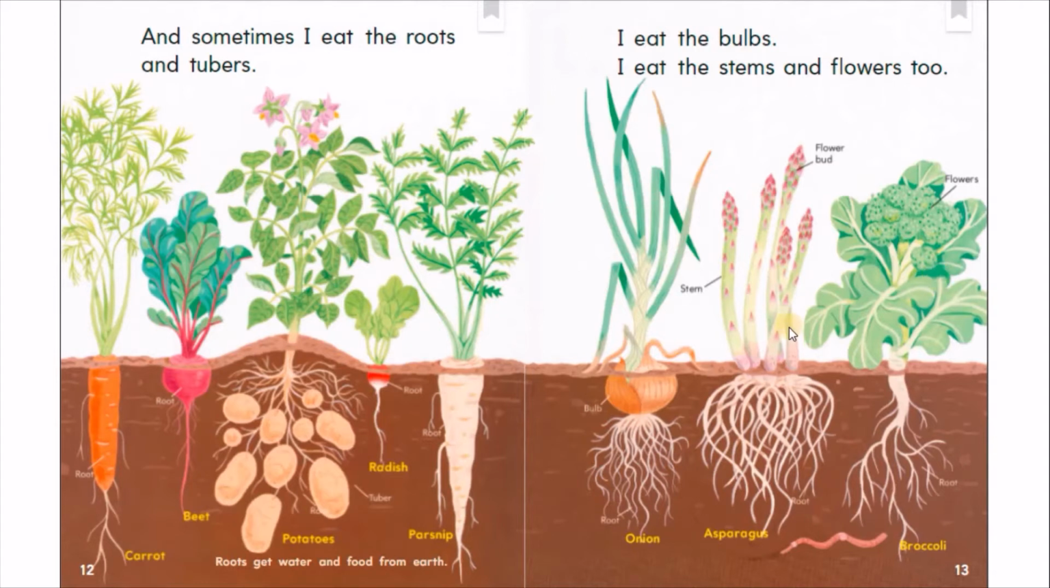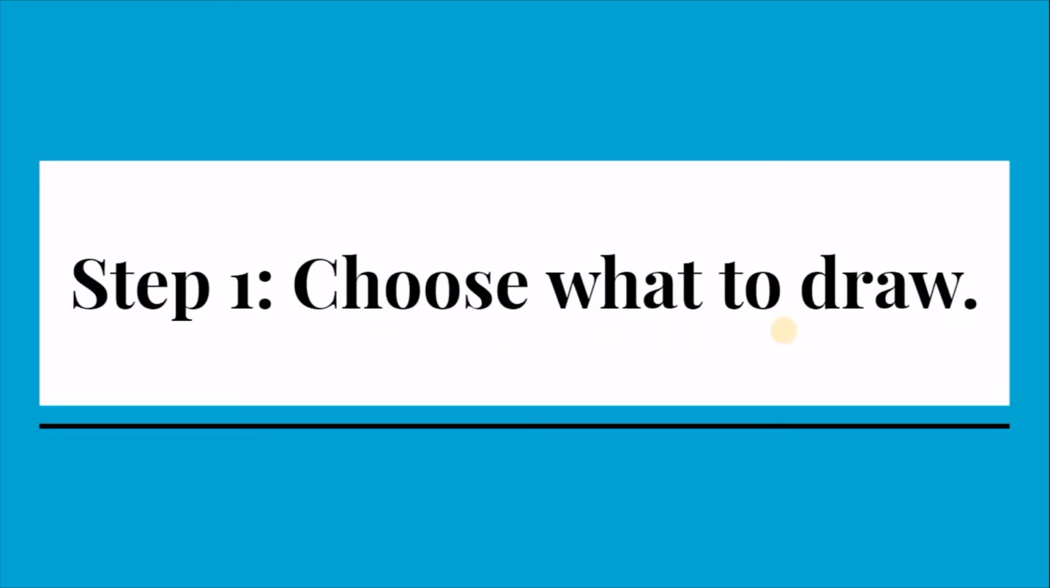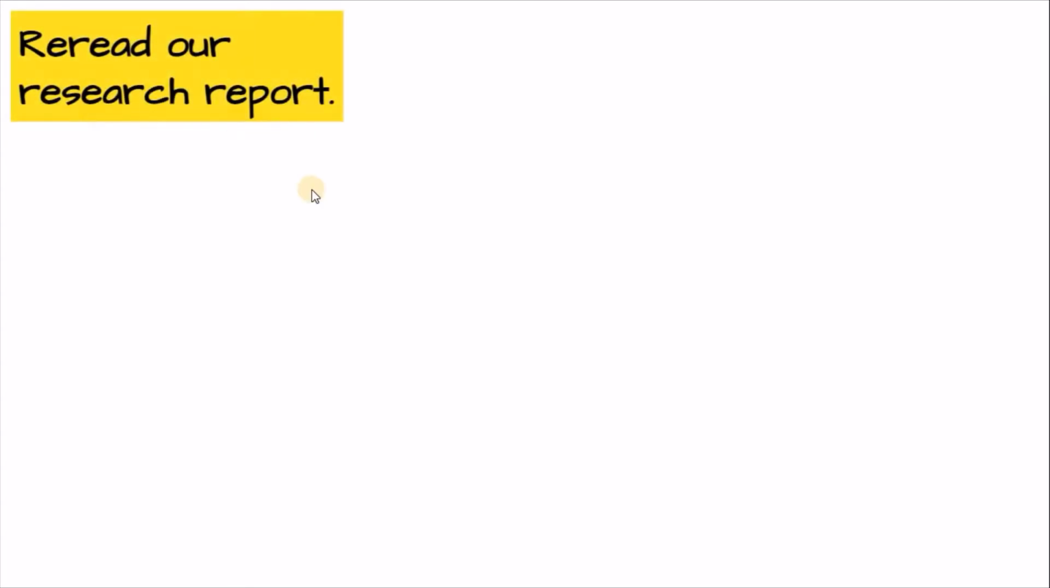Now we are going to draw and label a diagram. So step 1, choose what to draw. And we're going to do this by reading our research report.